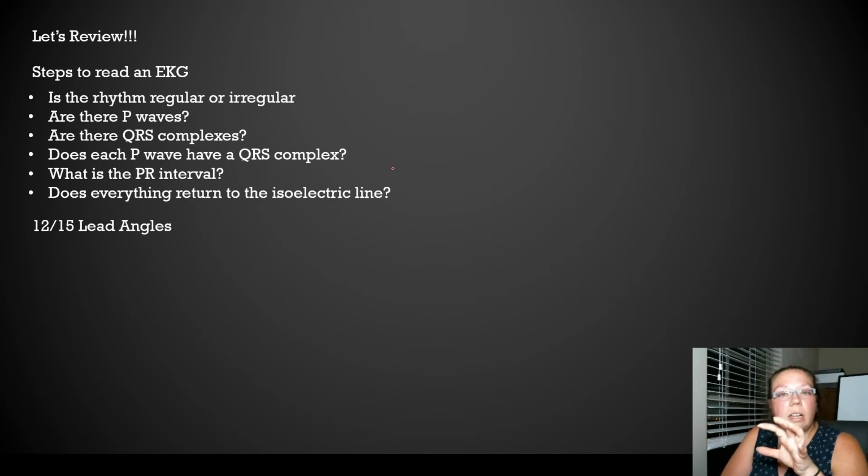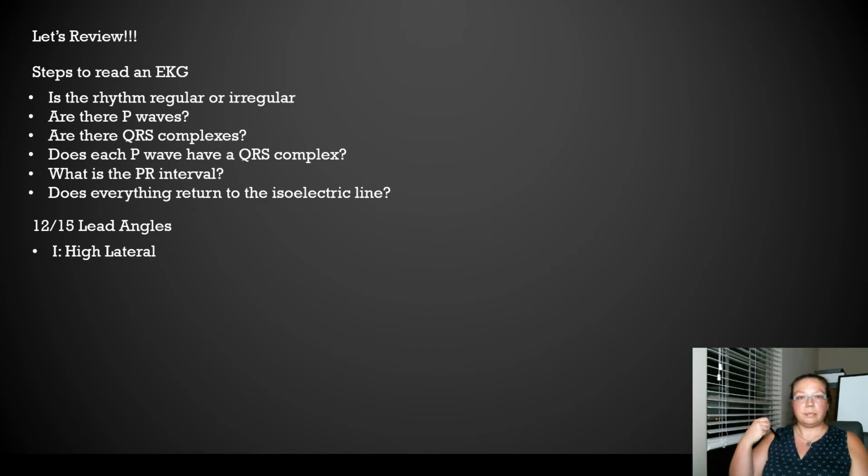All right, now we're going to review over 12 leads. So remember, each lead looks at the heart from a different angle. Every lead shows the heart at a different angle. So lead one, that's going from the right arm to the left arm, lead one looks at the high lateral wall of the heart. Lead two goes from the right shoulder down to the left leg, and that looks at the inferior heart. Lead three also looks at the inferior heart. So we've got high lateral, inferior.